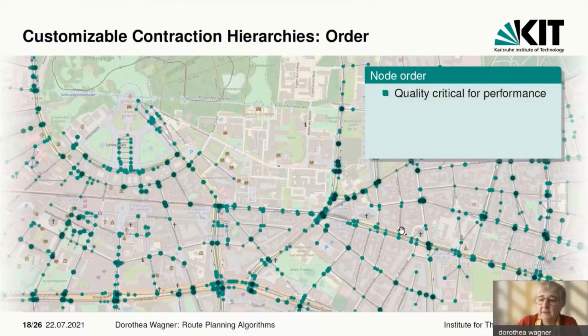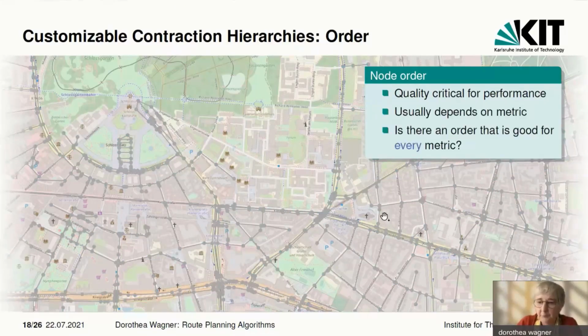Okay, so how to split the preprocessing into two phases. In contraction hierarchies, the preprocessing very much depends on this contraction order or node order, this notion of important nodes. This node order and how we come up with this node order is really critical for the performance. And it usually depends on the metric. The question is, can we come up with a node order that is independent of the metric, or in other words, which is good for every metric?